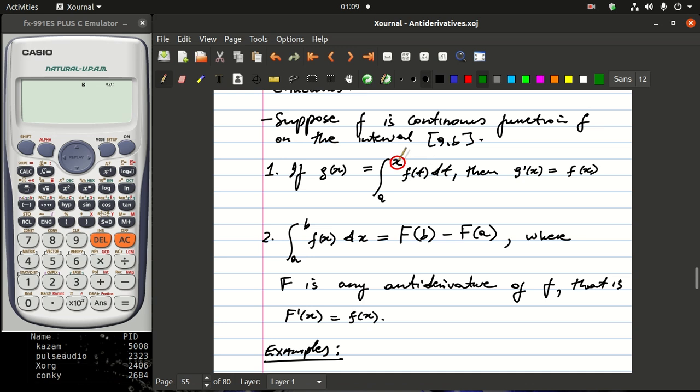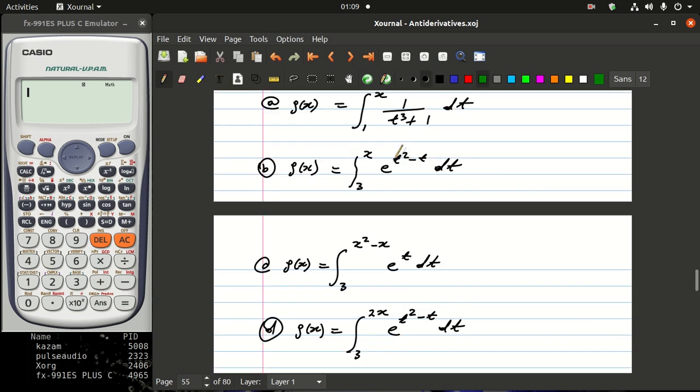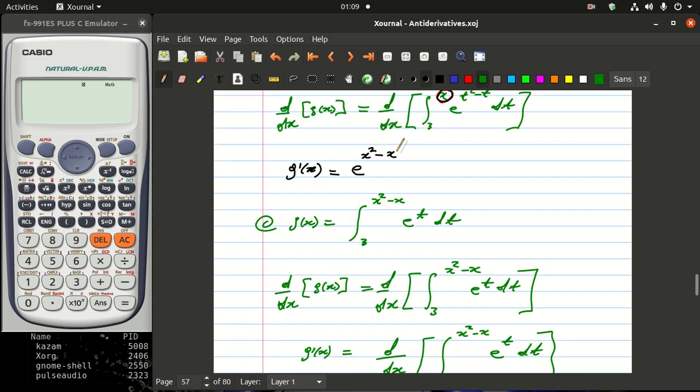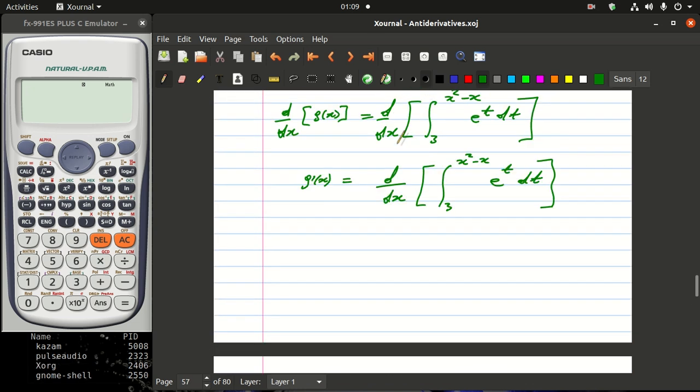But if it is a function, then we need to change it so that the upper limit is just a variable sitting alone. We don't want to find a function. So how do we end up doing that? If you look into this part here, I want you to realize that we have x squared minus x, and instead of having just x, we are having x squared minus x.